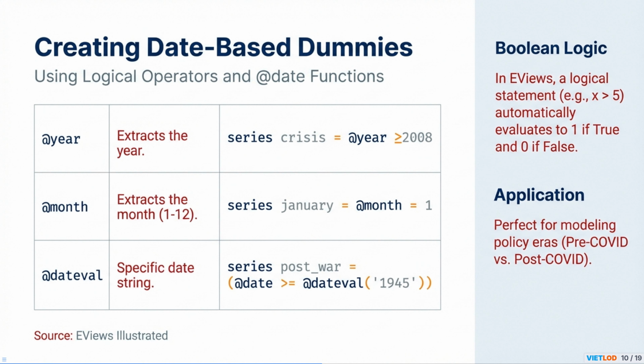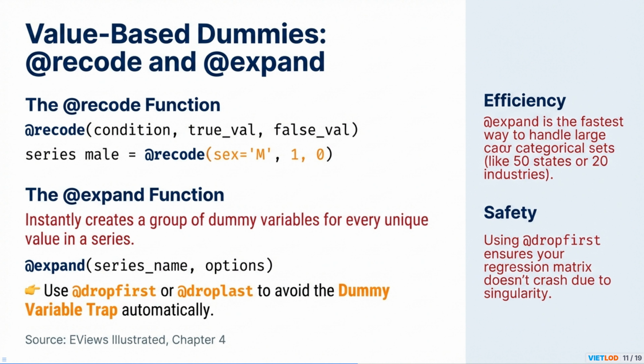The underlying mechanism is Boolean logic. Any logical statement in EViews, such as @year greater than or equal to 2008, is automatically evaluated. It returns a 1 if the statement is true for that observation and a 0 if it is false, creating the dummy variable instantly. These date-based dummies are perfect for modeling policy eras, such as pre-COVID versus post-COVID.